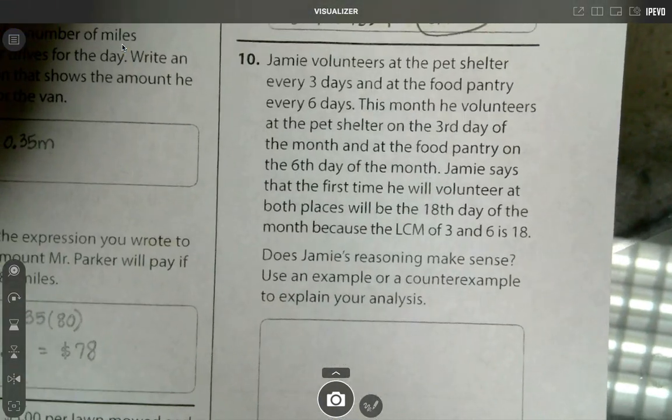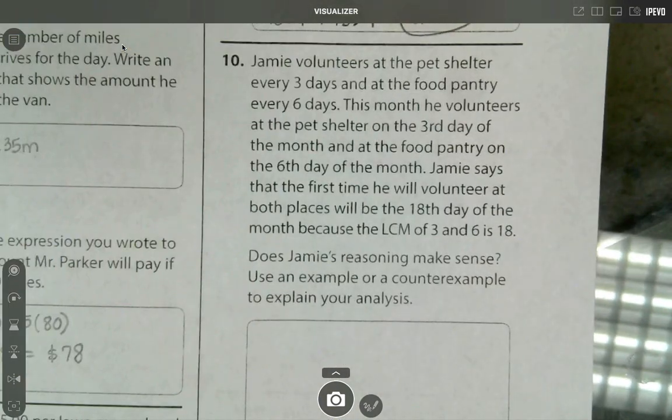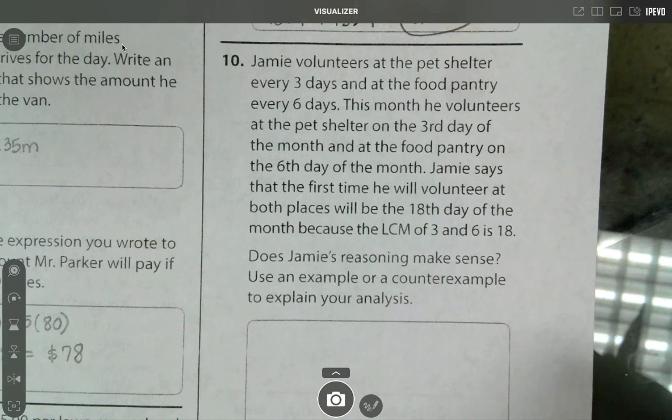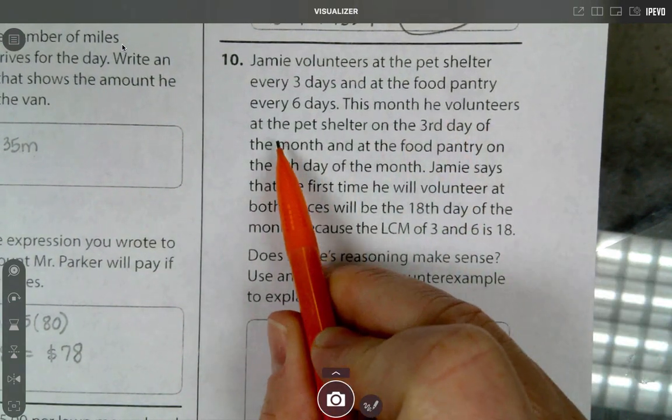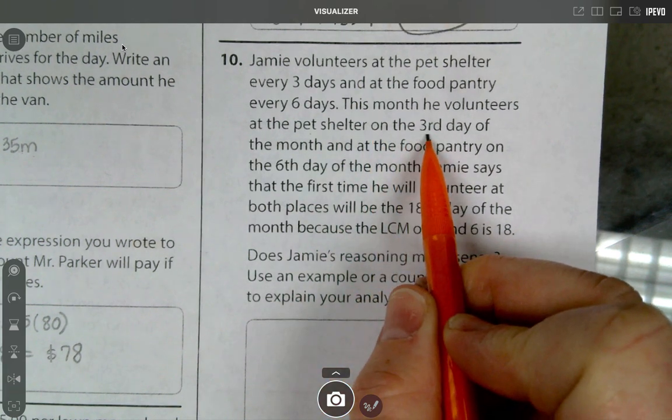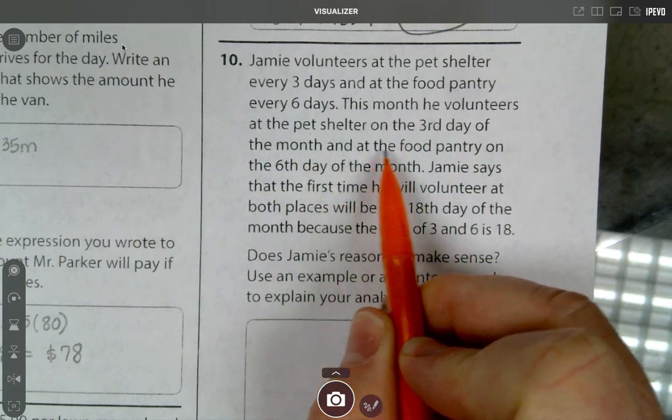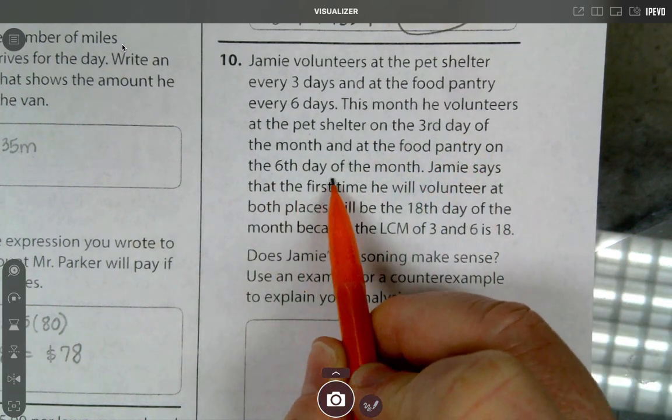Okay. Number 10 says Jamie volunteers at the pet shelter every 3 days and at the food pantry every 6 days. This month, he volunteers at the pet shelter on the third day of the month and at the food pantry on the sixth day of the month.